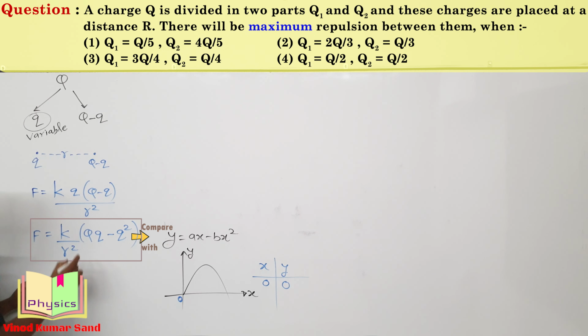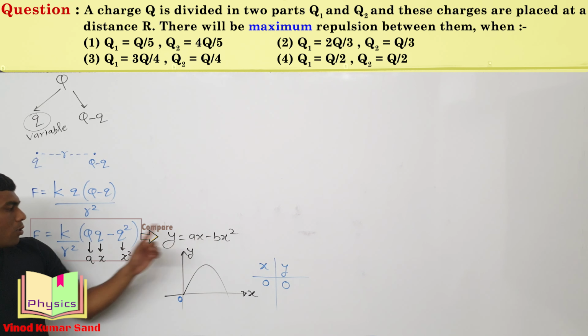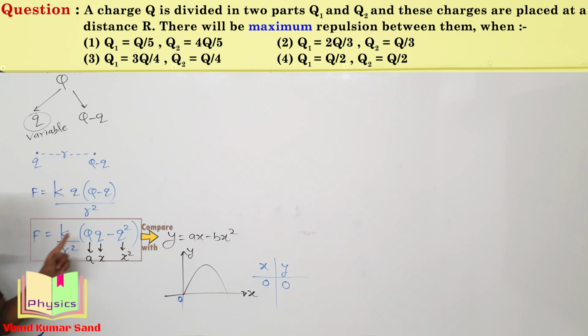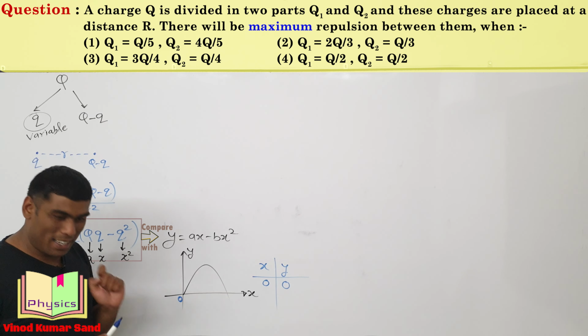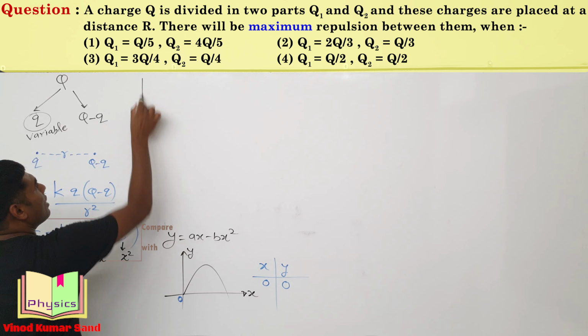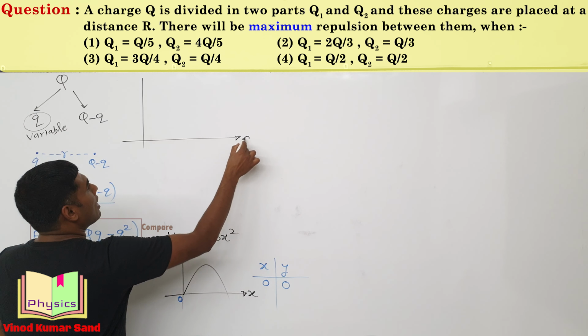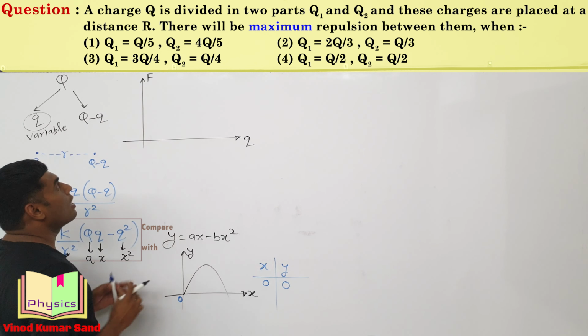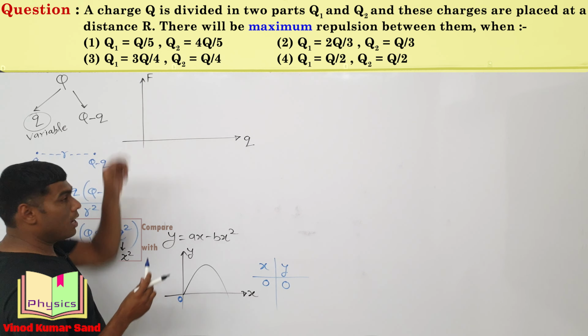So if we compare it, this is a, this is x, here we have x square, and at the place of b we can consider 1. Means the force versus small q graph would be a parabola mouth opening downward. So plotting that here, on x-axis we take the variable term which is small q, on y-axis we take the dependent term which is the force F.